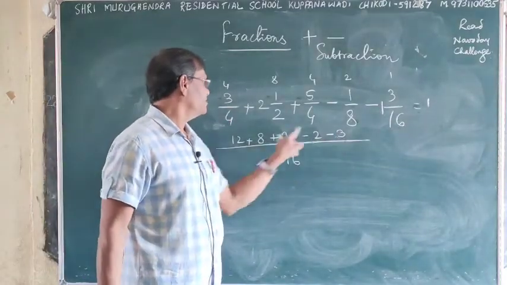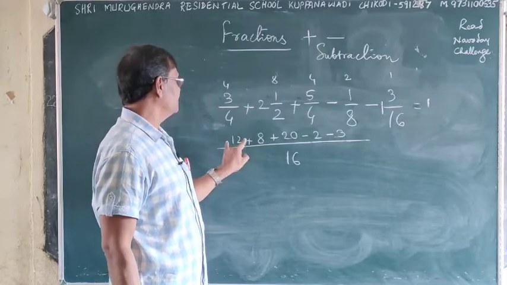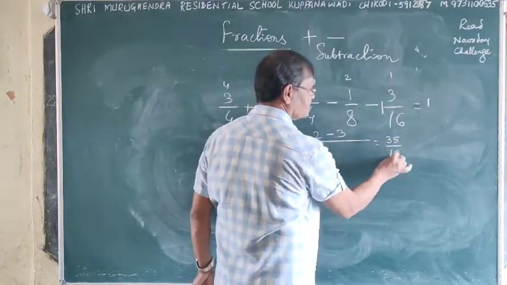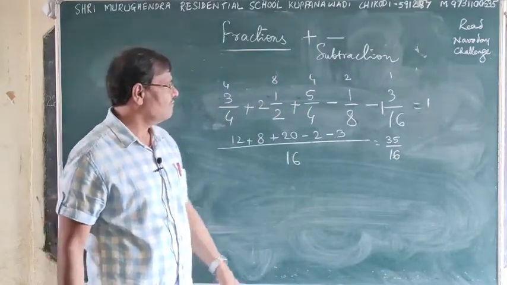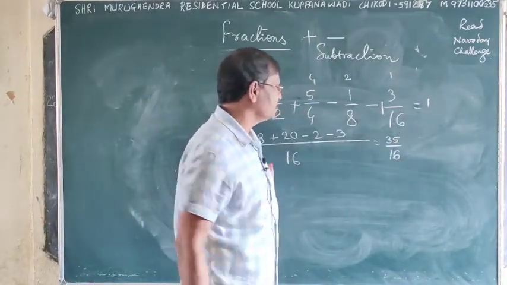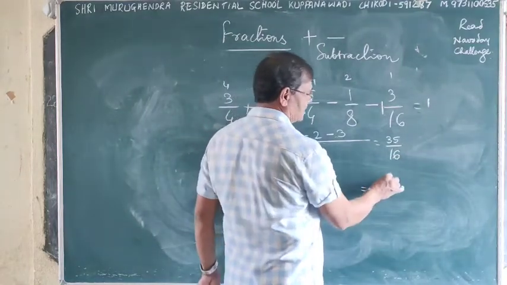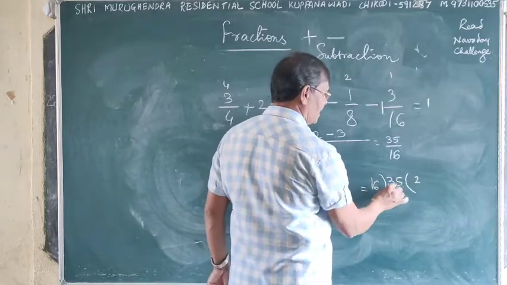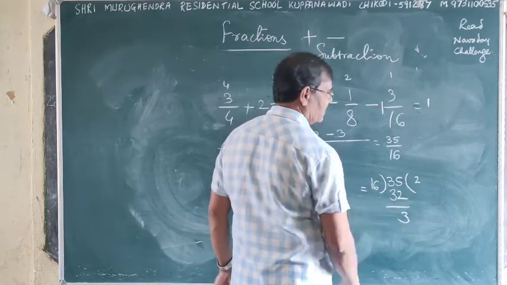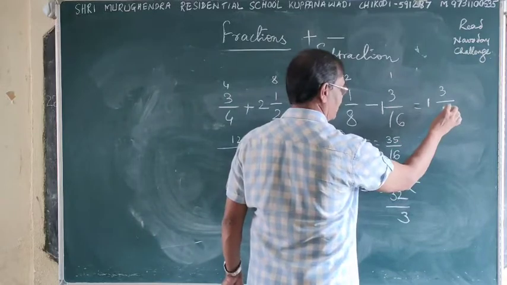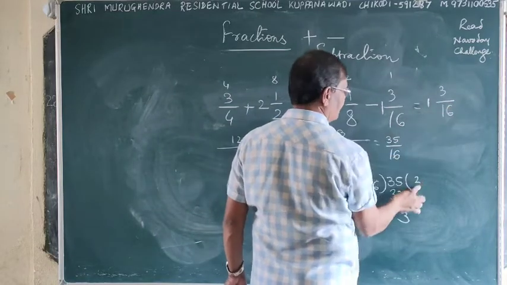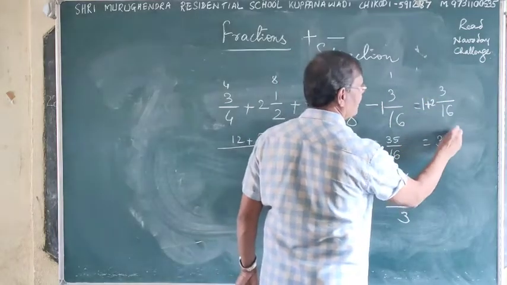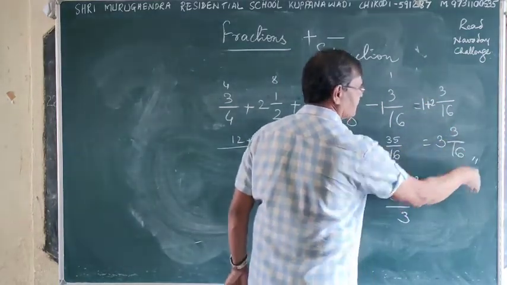See, 20 minus 5 is 15. 15 plus 20 is 35 by 16. Then what is this 35 by 16? This is 35 by 16. 16 2s are 32. 3 remains. 3 by 16 plus 2. This already, this is 3 of 3 by 16.